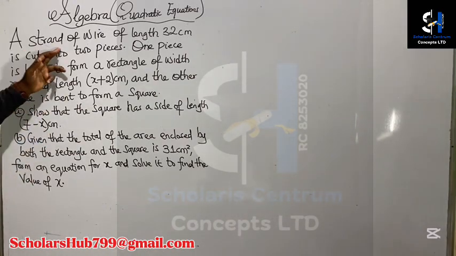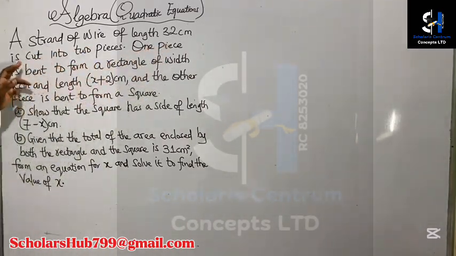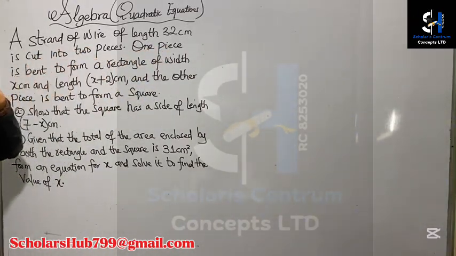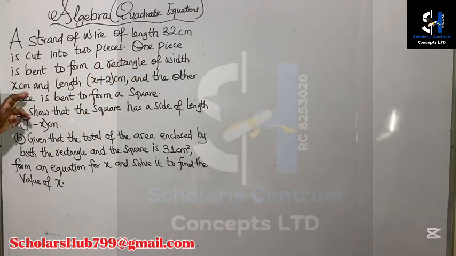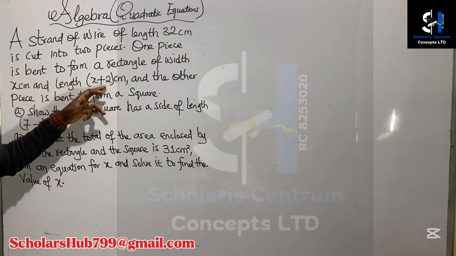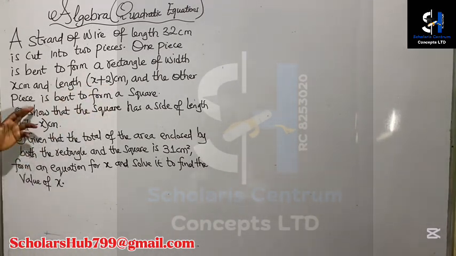Again we have a quadratic equation problem, which is problems leading to quadratic equations. A strand of wire of length 32 centimeters is cut into two pieces. One piece is bent to form a rectangle of width x centimeters and length x plus 2 centimeters, and the other piece is bent to form a square.